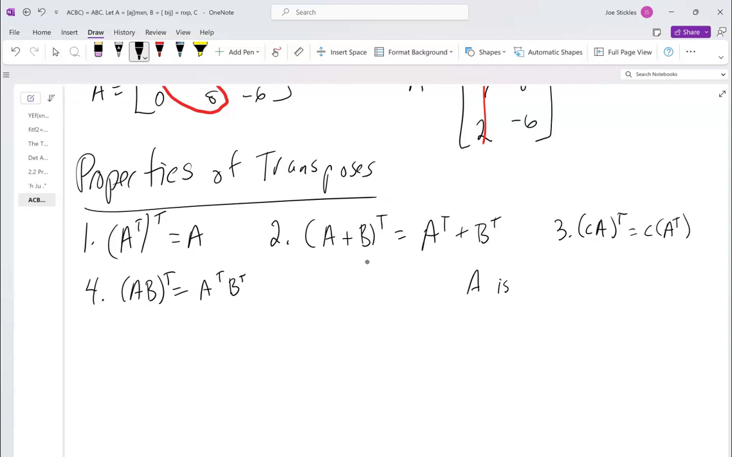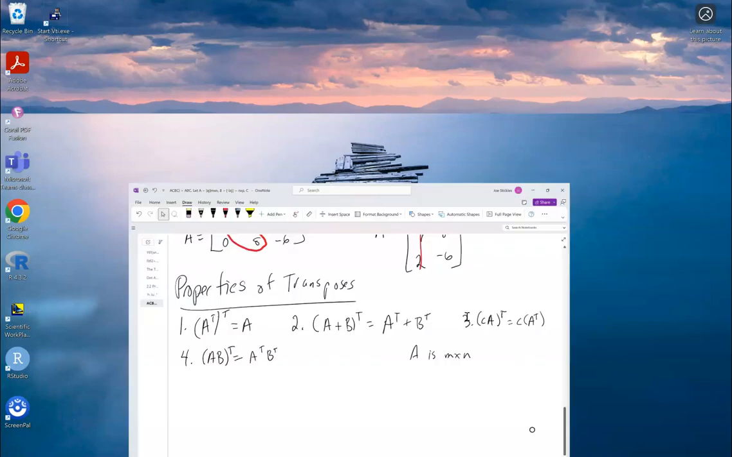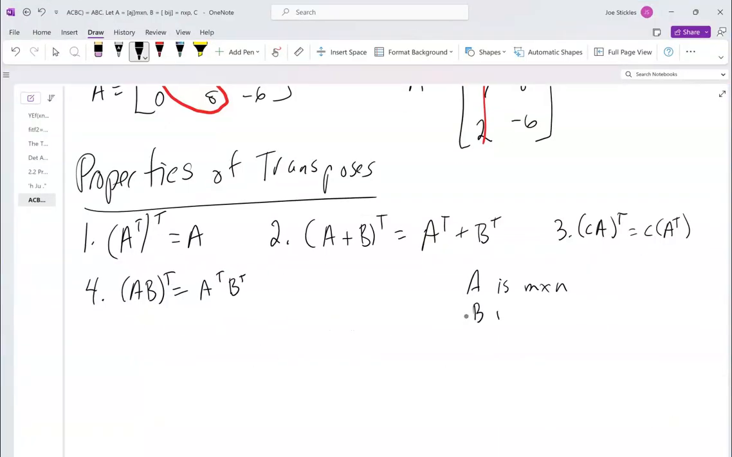So let's say A is M by N, and B is N by P. Then what size does AB have? Good, M by P.